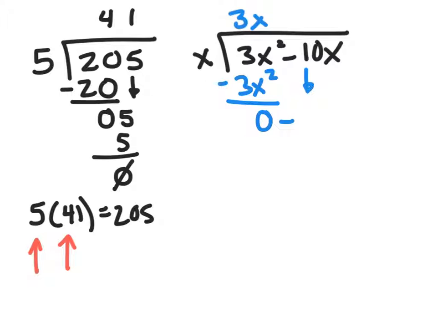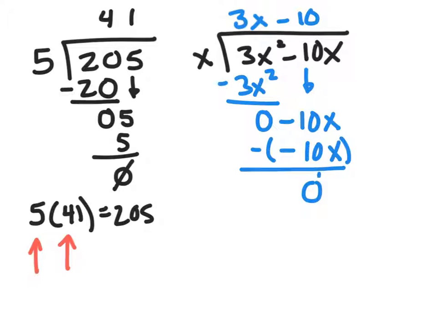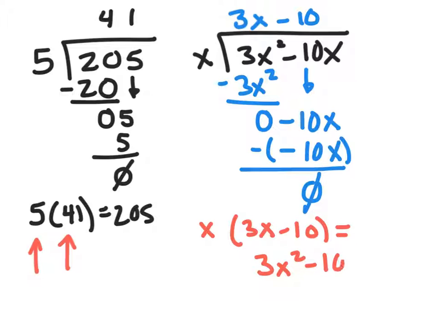We bring down the negative 10x. And you say, how many times does x go into negative 10x? It goes in negative 10 times, and you get negative 10x. And again, when you subtract that, negative and negative cancels out. And again, what we just did is we found that x and 3x minus 10 are indeed factors of 3x squared minus 10x. Let's show you some more examples of polynomial long division.